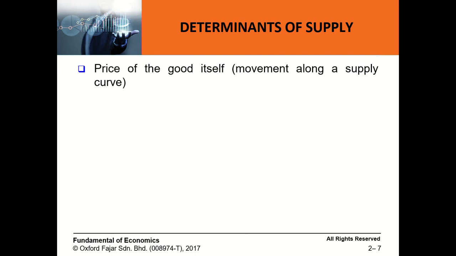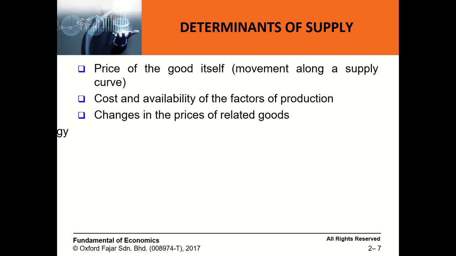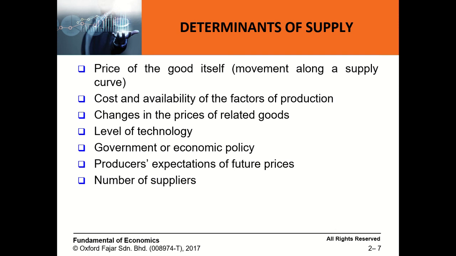Moving to the next part, called determinants of supply. There are many determinants of supply. However, I will discuss numbers 2, 3, 4, 5, 6 and 7, where I exclude number 1. Why? Because number 1 is called the price determinant of supply, while the others, for example cost, technology, and change in the price of related goods, are all called the non-price determinants of supply.